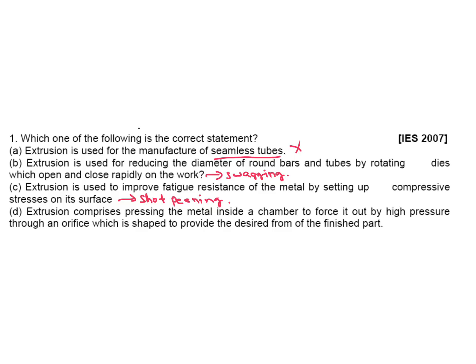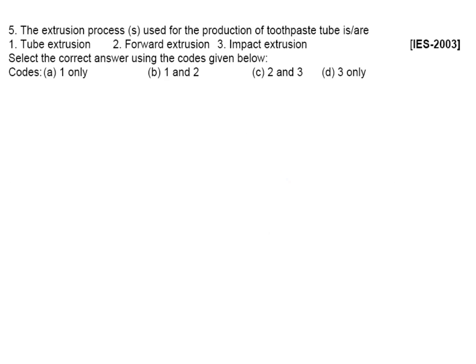Yes, D is our answer. This is very important for all examinations: PSU, SSC JE, ISRO also. The extrusion process used for the production of toothpaste tube is impact extrusion. So 3 only. Metal extrusion process is generally used for producing uniform solid section.